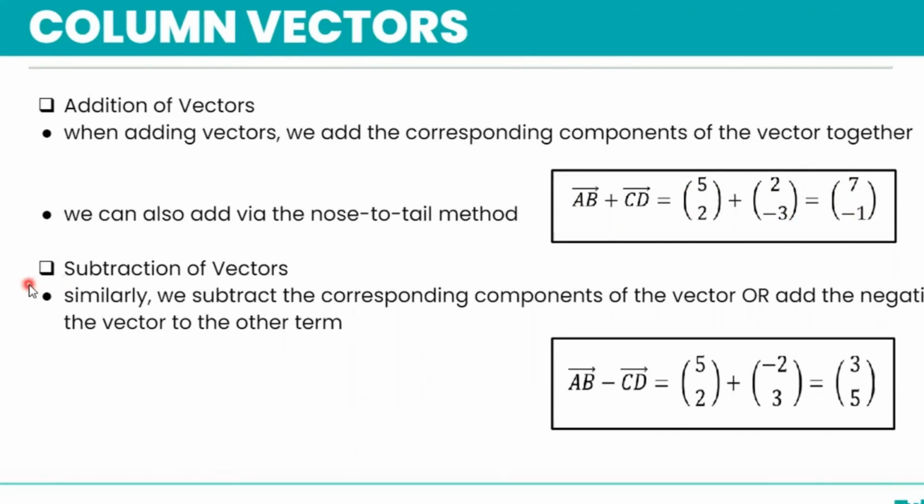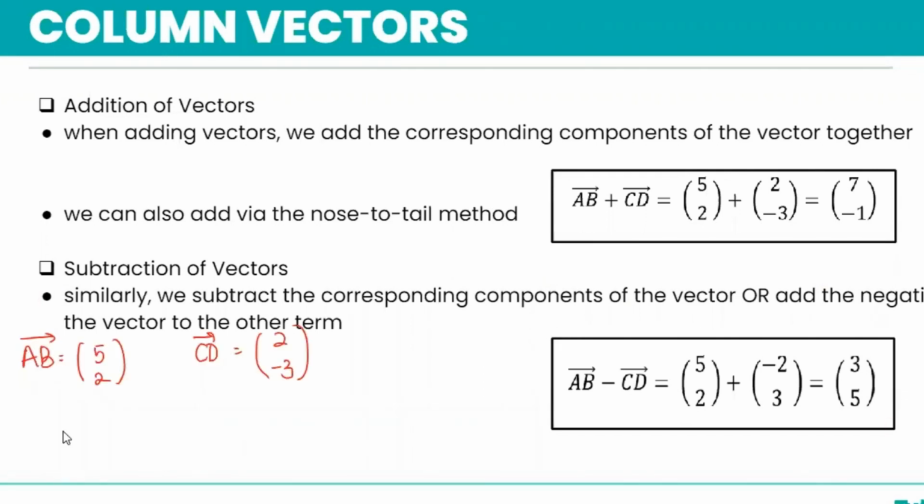Next, the subtraction of vectors is also relatively straightforward, and we would subtract the corresponding components of our vectors. So we would subtract our horizontal component separately, and then we would subtract our vertical component separately. Or we can even add on the negative of the vector to the other term. Let's go ahead and look at both of these methods.